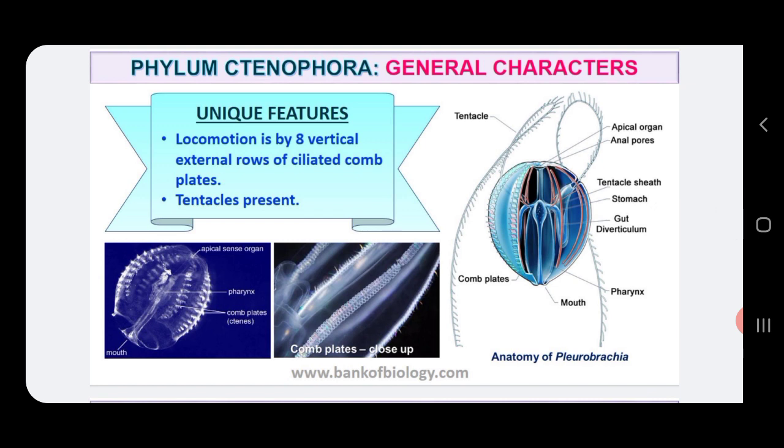Then the unique features of this phylum is about the locomotion. Here the body is going to bear 8 external rows of ciliated comb plates. You can see in the diagram the comb plates, in all 3 diagrams also you can see the comb plates. 8 such rows are there, which help in locomotion. Plate-like structure, like the comb you use for combing your hair, just like that on the body there are 8 rows of such ciliated comb plates which help in locomotion. That is a unique feature.